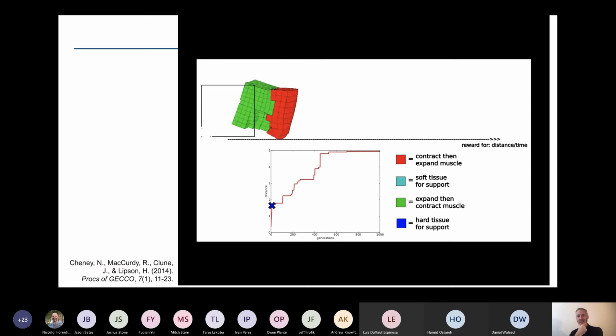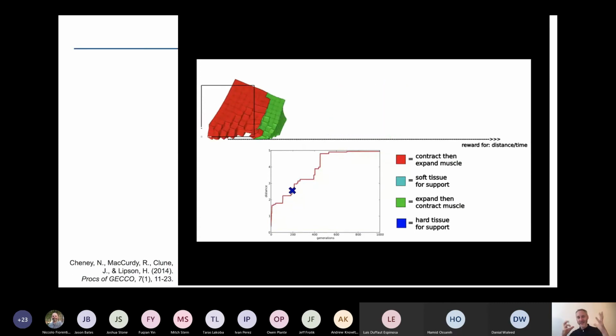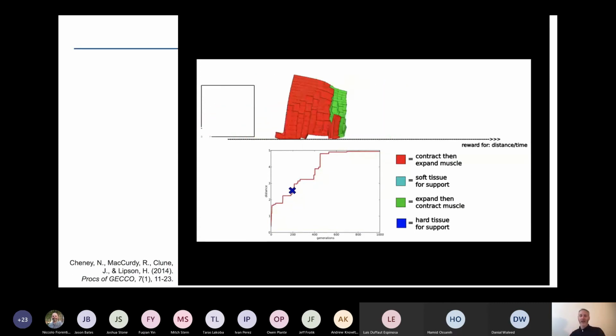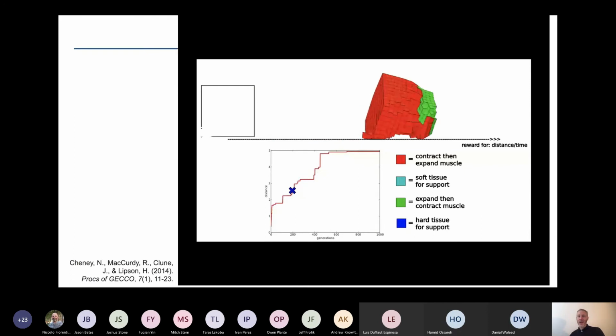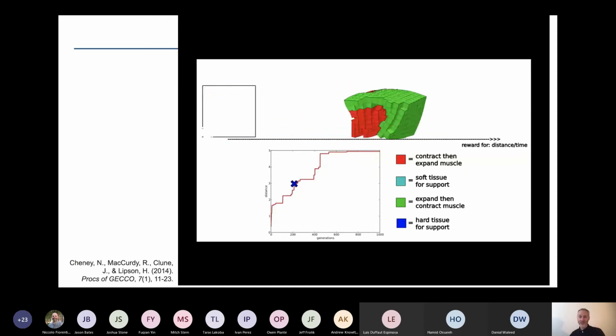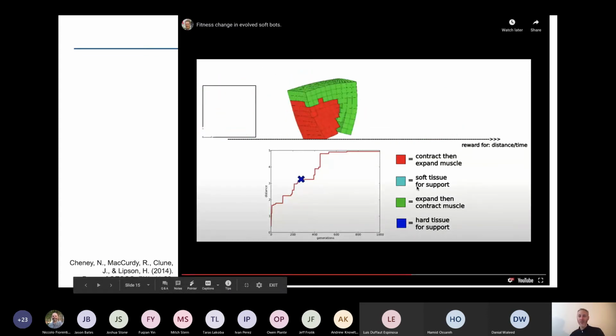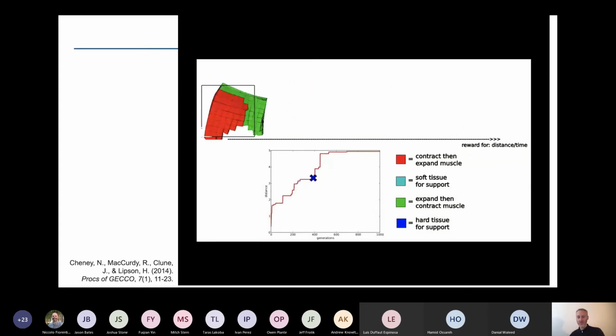So in this case, Nick has made 4 basic building blocks available to the evolutionary algorithm: red and green voxels, which increase and decrease in antiphase to one another, like agonist and antagonist muscle groups; cyan voxels, which are passive soft material, so skin or fat; and dark blue tissue, which is hard passive material like bone.